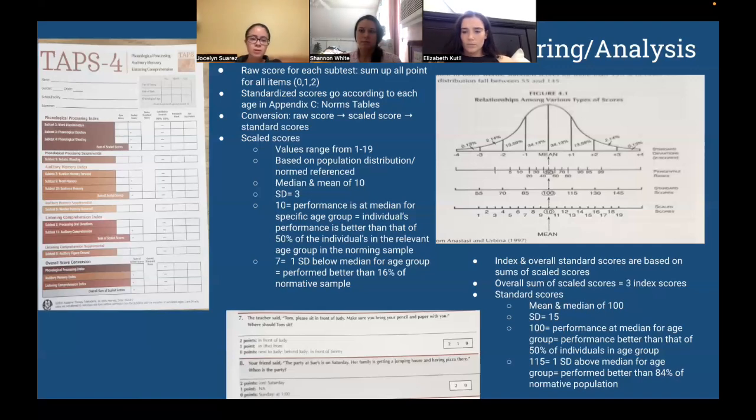Now, because there's different indexes, the index scores are the overall sum of all of the scaled scores. So it's just another way to break down how the individual performed, not just from each subtest, but from the index in general. So whether that index is auditory memory, listening comprehension, or phonological processing, it gives us a full comprehensive understanding of how the individual performed.